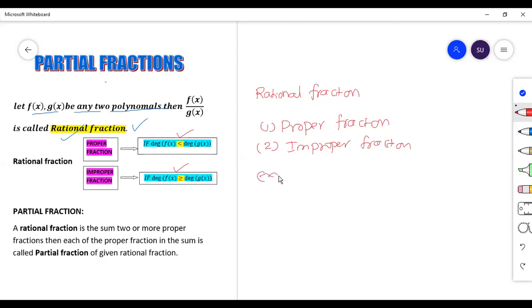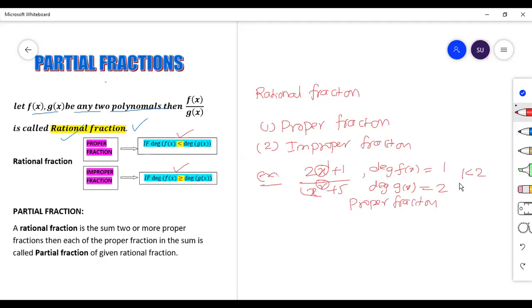So example 1. If I write 2x plus 1 by x square plus 5, then what is the degree of f of x? Degree of f of x is the highest power of x. This is a linear term, power 1, which means degree of f of x is 1. And what about degree of g of x? See the denominator. The highest power of x is 2. That means degree of g of x is 2. Clearly, degree of f of x is less than degree of g of x. Correct? 1 is less than 2. So it is a proper fraction, because it satisfies this condition.